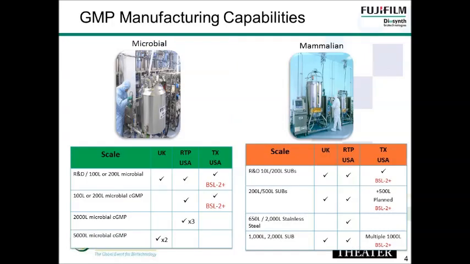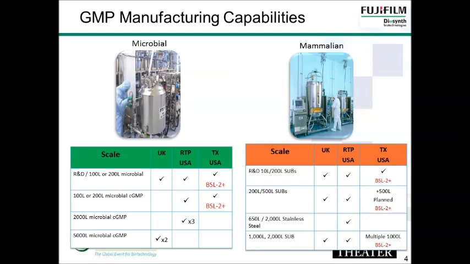This slide shows the GMP manufacturing capability, including microbial fermentation as well as mammalian cell culture. On the left, it shows the fermentation area. In the non-GMP PD facility, we have 100-liter or 200-liter fermenters at 3 different sites. In the GMP area, we have scales from 100-liter, 200-liter, all the way to 5,000-liter fermenters, including 3 by 2,000-liter stainless steel fermenters in RTP and 2 by 5,000-liter fermenters in Birmingham, UK.